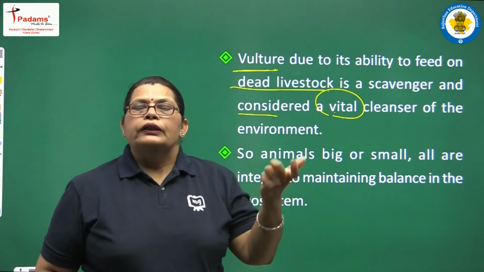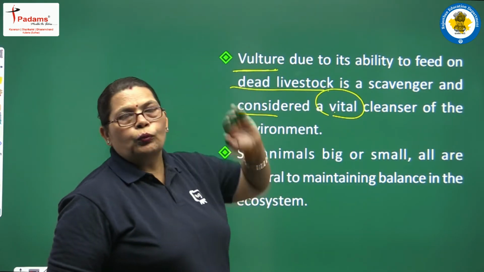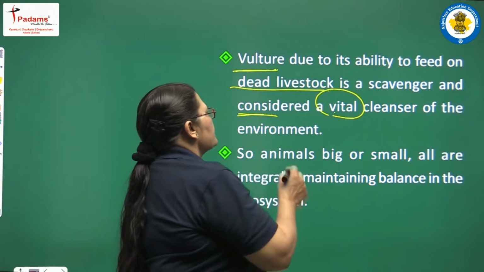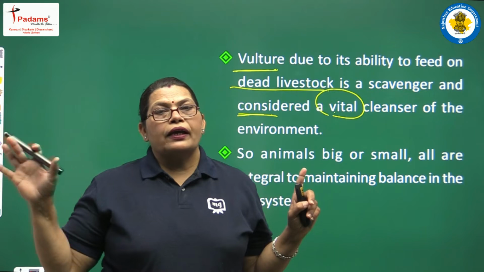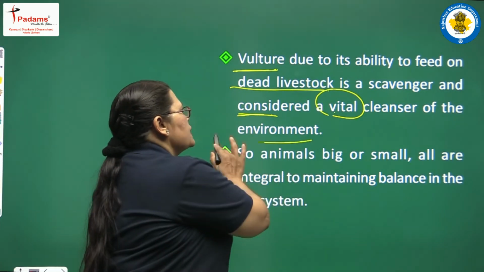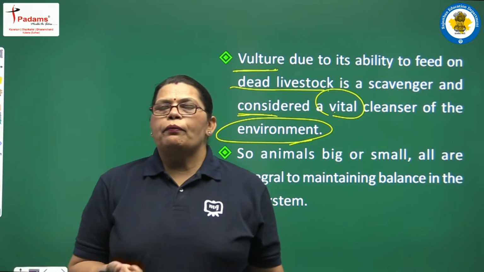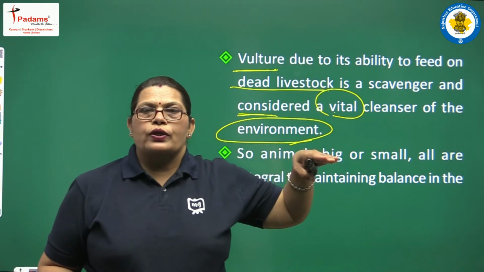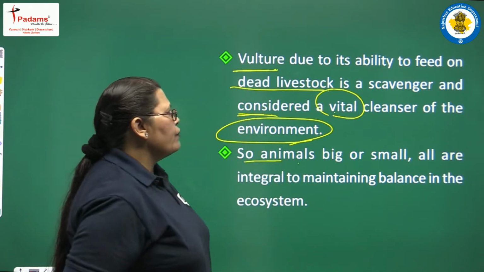जो मरे हुए जानवर होते हैं उन जानवरों को कौन खाता है बच्चों? Vulture खाता है. And see here, this is the scavenger and considered the vital cleanser. और इसीलिए हम क्या कहते हैं, ये एक बहुत ही अच्छा साफ सफाई करने वाला है. किसकी? Of the environment. हमारे एनवायरमेंट की साफ सफाई कर सकते हैं, क्योंकि जितने भी डेड लाइव स्टॉक्स हैं vulture eats them. Another example is animals.